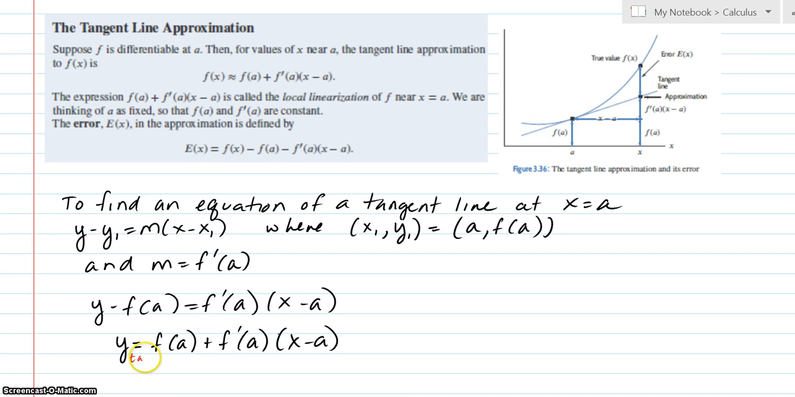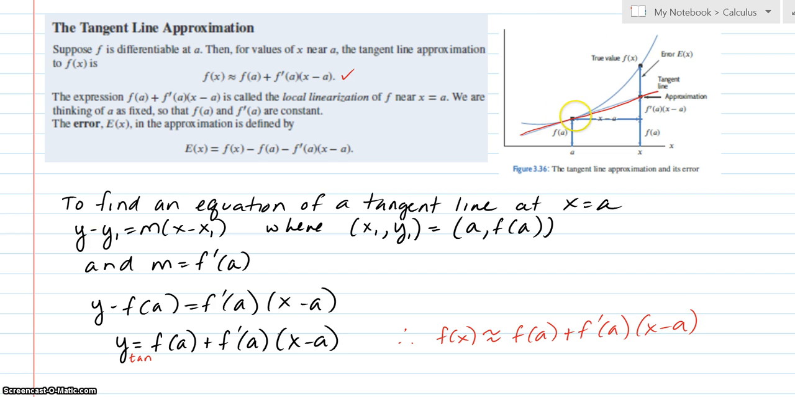I'm going to call that y tangent, and it's this red line right here. You can see that when you are close to a, that red line is a good approximation to the actual function. So f of x is approximately equal to that tangent line approximation, or that tangent line near x equals a. Therefore, f of x is approximately equal to our tangent line, and you get that formula.